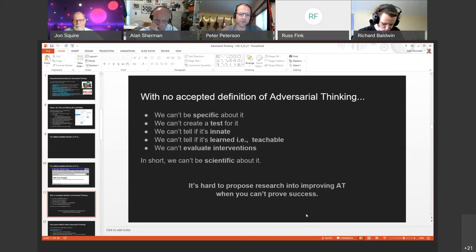And that actually makes a whole area of security education research really difficult, because it's hard to propose creating new interventions for improving adversarial thinking, or finding out who has it or how important it is, when you can't evaluate it.